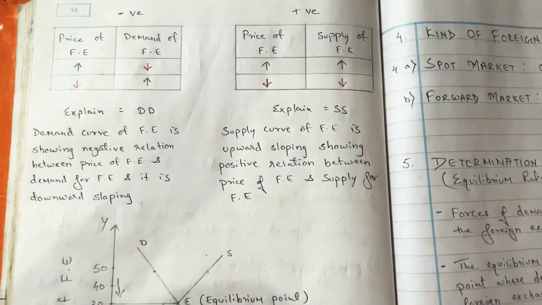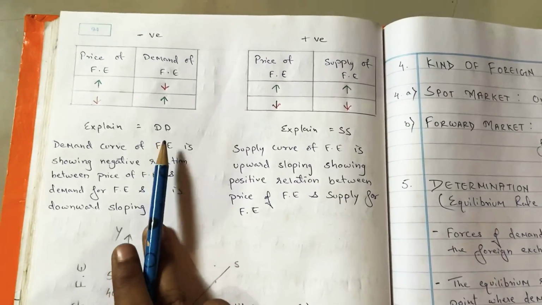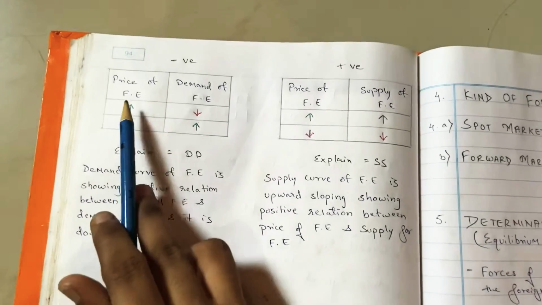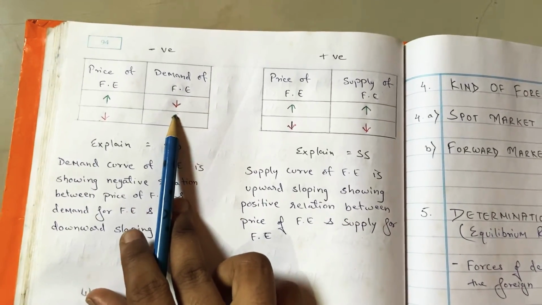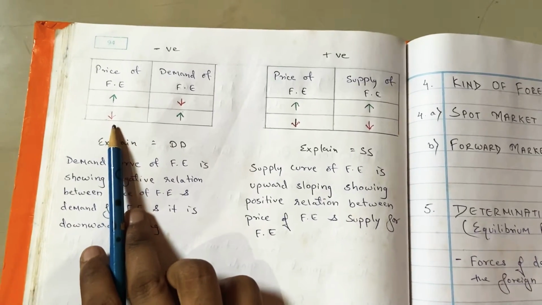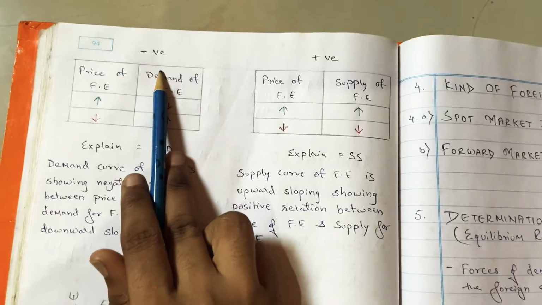As you all have studied the law of demand and supply, in a similar way the foreign exchange law works. When the price of foreign exchange increases, demand for foreign exchange decreases. When the price of foreign exchange decreases, demand for foreign exchange increases. It has a negative relationship.